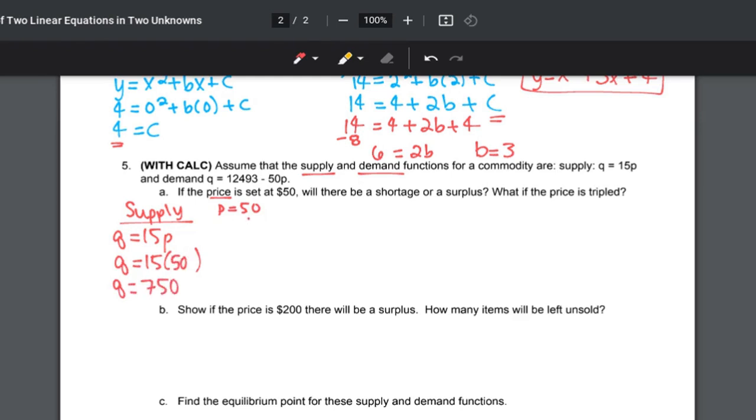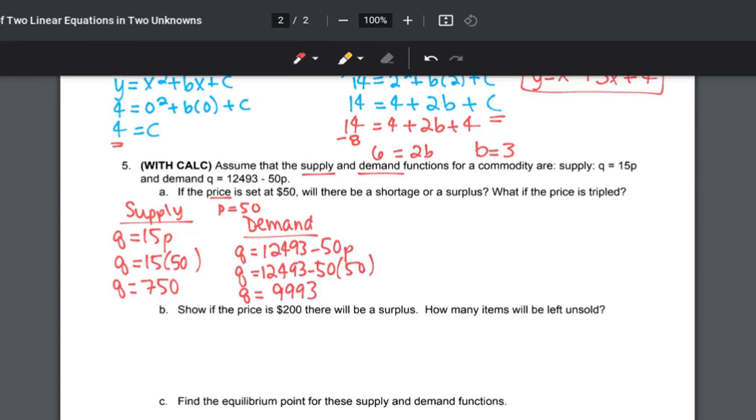All right, then I'm going to use the demand equation. And I know that that is Q equals 12,493 minus 50 times P. But we know that P is equal to 50 because that's our price. So Q equals 12,493 minus 50 times 50. And if you do that, you can plug that in your calculator. You'll get 9,993.